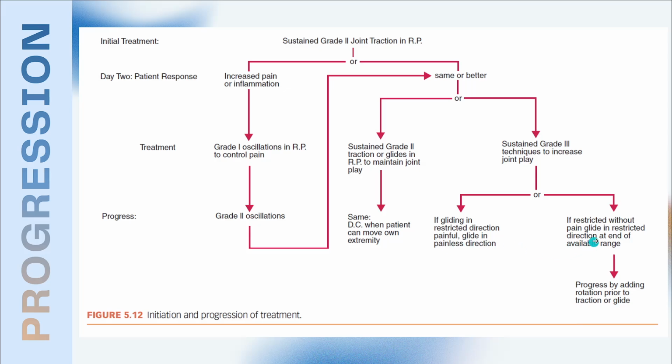However, if it's still a bit tight, but there's no pain at all, and they're doing better, you could progress by adding rotation prior to traction or glide, meaning you could internally rotate the shoulder, externally rotate the shoulder before you apply traction or gliding. Okay, that makes sense, right?